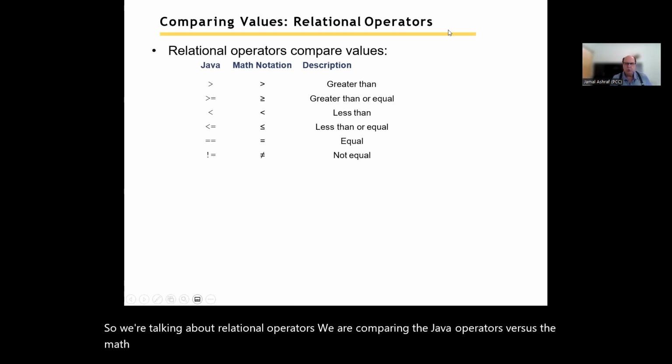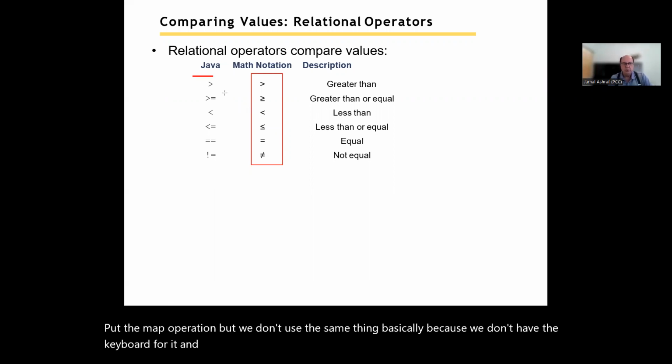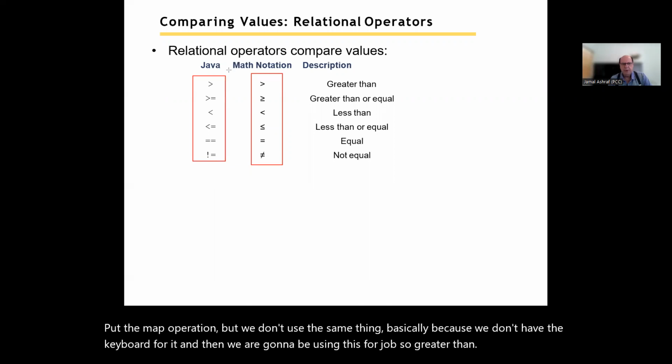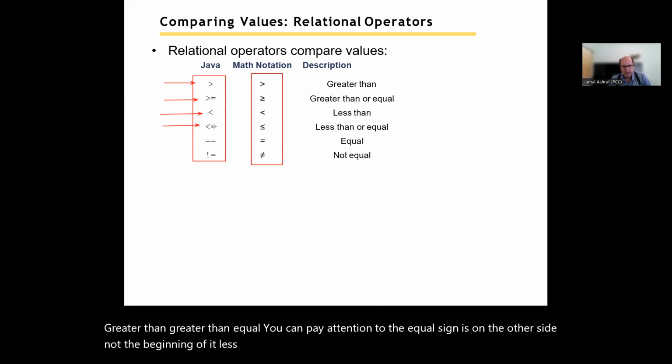So most of you should know this by now. For the math operation, we don't use the same thing basically because we don't have the keyboard for it. And then we are going to be using this for Java. So greater than, greater than or equal. You can pay attention that the equal sign is on the other side, not the beginning of it. Less than or equal. Again, the equal sign is on the right side.